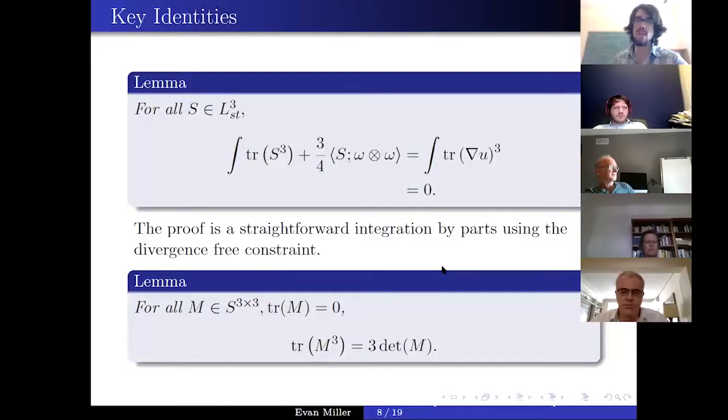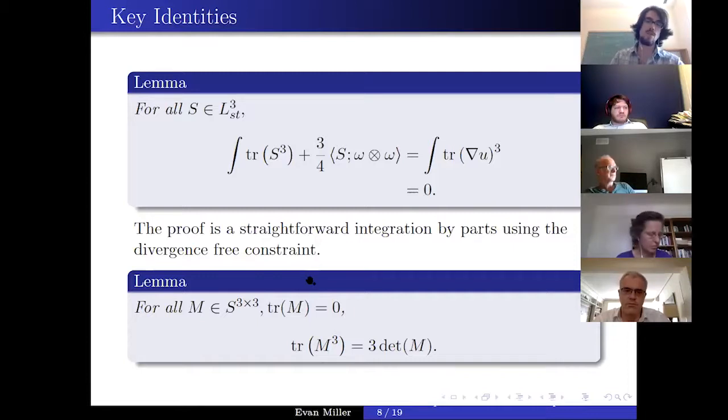And so there are two key lemmas that I'll use. One is that the integral of trace S cubed plus 3/4 of S omega tensor omega is equal to the trace of grad u cubed. This fact is just straightforward matrix algebra. You write grad u equals S plus A, you take the cube and use the properties of trace, and you get that. And the fact that this is zero comes from the divergence free constraint. You can integrate by parts and show that if u is divergence free, then the integral of the trace of grad u cubed is zero.